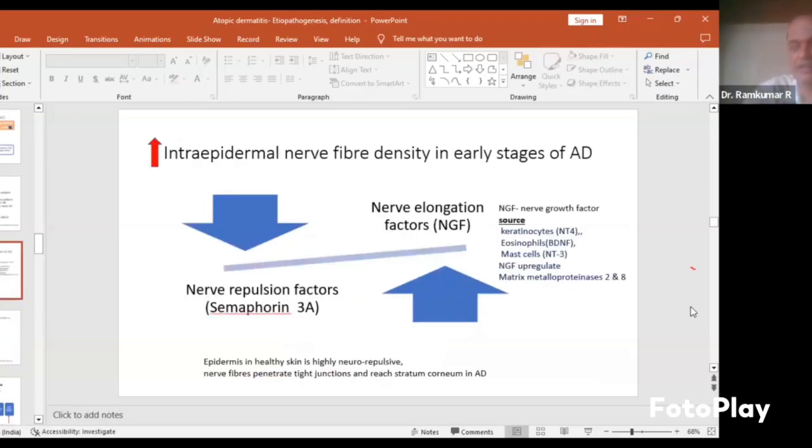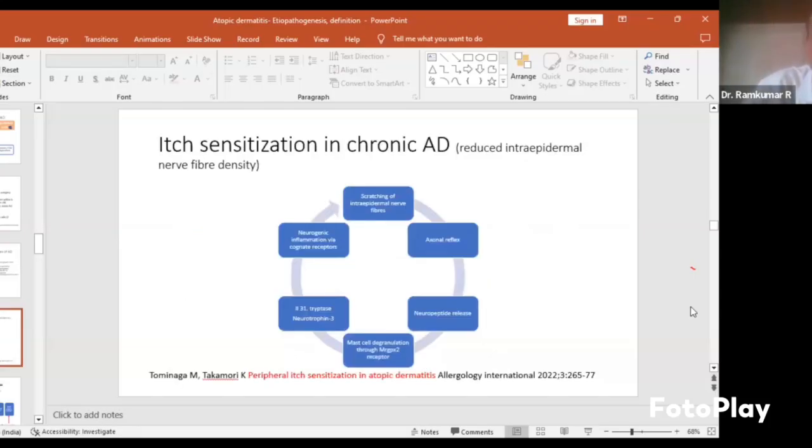I think that is why the epidermis is not allowing the nerves to grow in normal skin. So Josipovic, who has done a lot of work on pruritus, found that the keratinocyte is as good as a neural cell. So these neuropeptides are produced in the nerves, and they go and act on the mast cells.